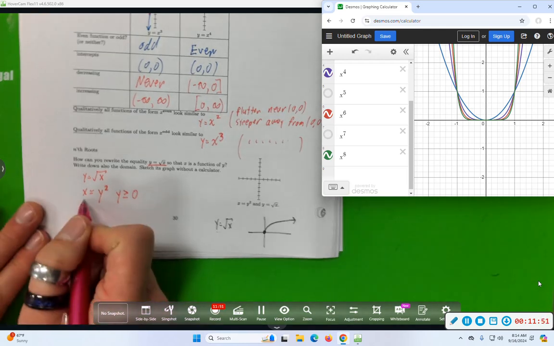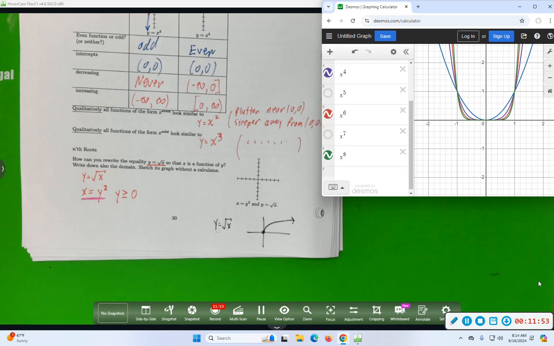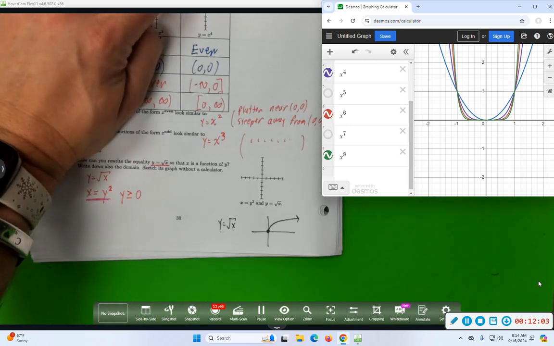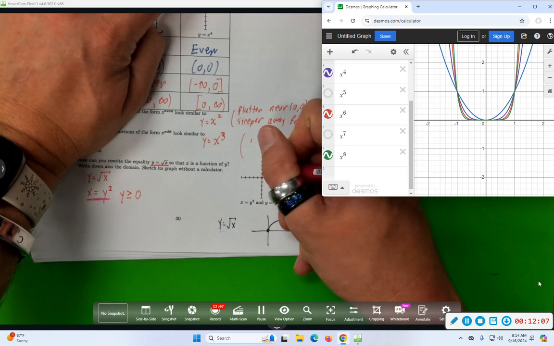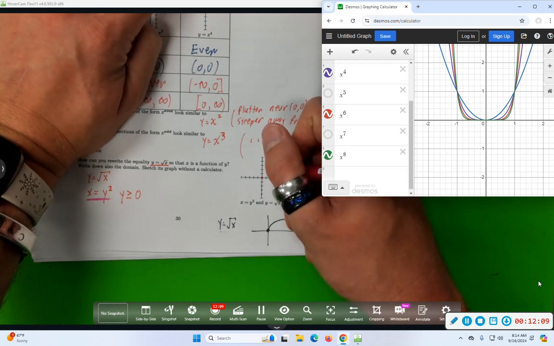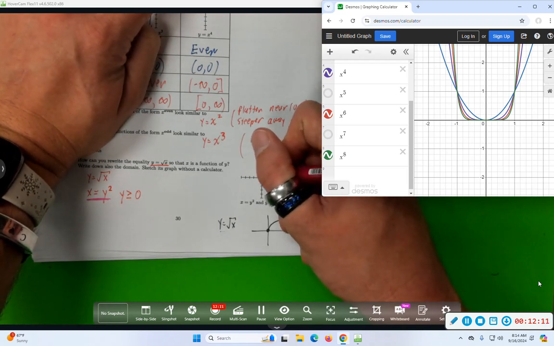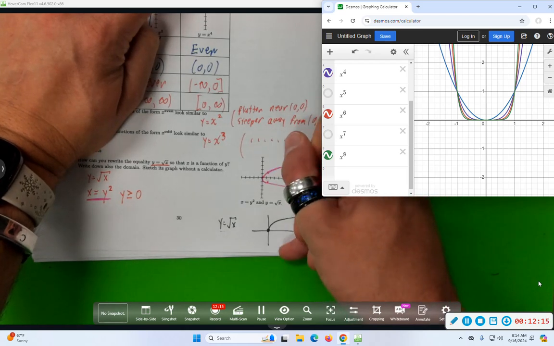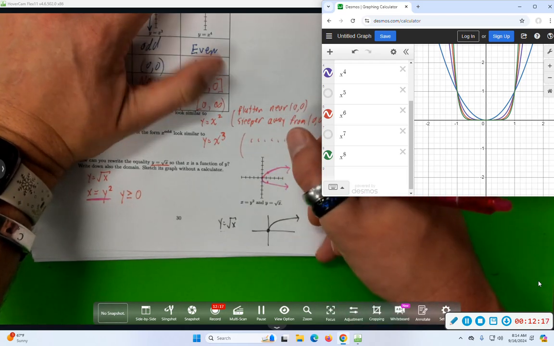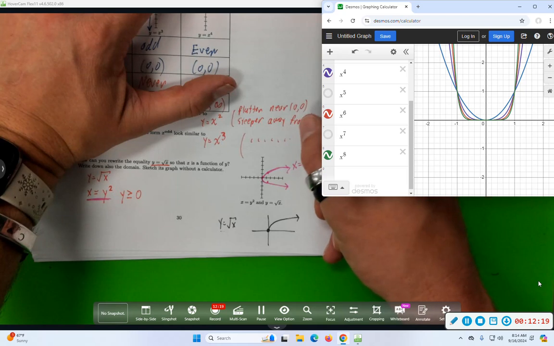If you want to just graph x equals y squared, well, you know what the graph of y equals x squared is, so just swap the roles of x and y. So this point at 0, 0, when you swap x and y, will still be 0, 0. That point at 1, 1 will still be 1, 1. Negative 1, 1 will become 1, negative 1. So that pink graph there is the graph of x equals y squared.